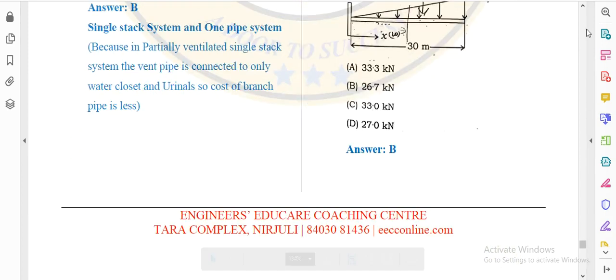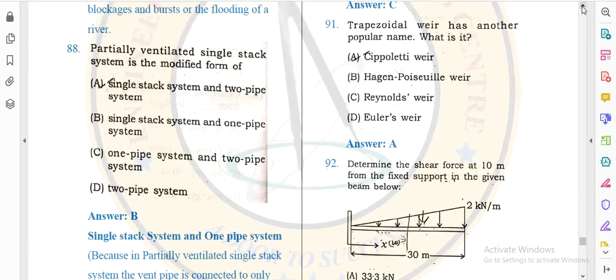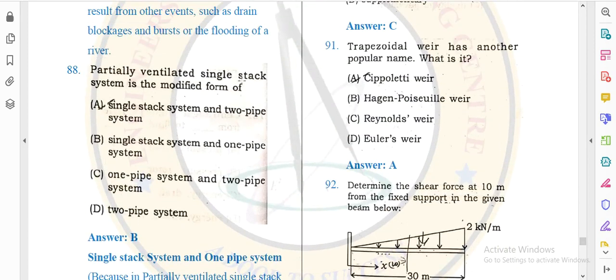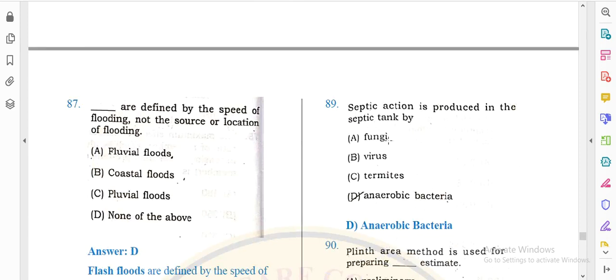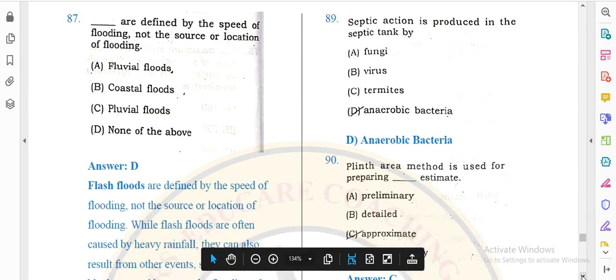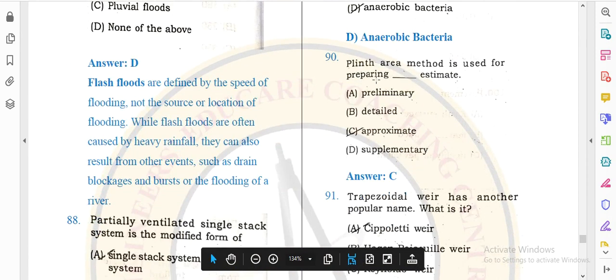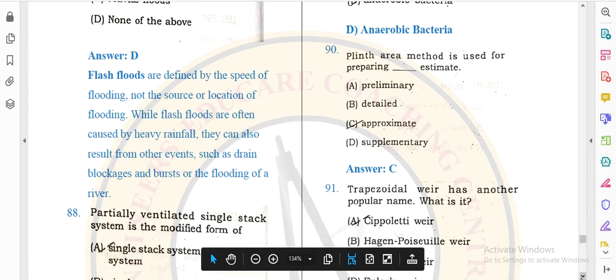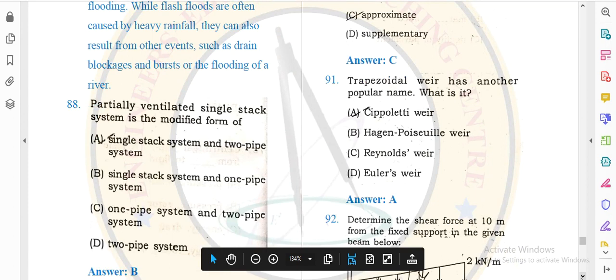Next, question number 88. Partially ventilated single stack system is a modified form of single stack system and one pipe system. So option B is the correct answer. Then the septic action is produced in the septic tank by anaerobic bacteria. Okay, because there is the absence of oxygen, that's why anaerobic bacteria. Question number 90. Plinth area method is used for preparing approximate estimate. Okay. Question number 91. Trapezoidal weir has another popular name.